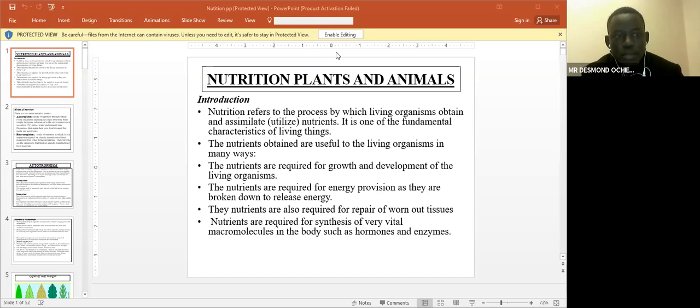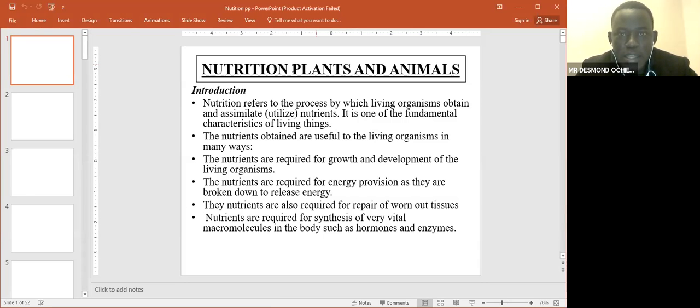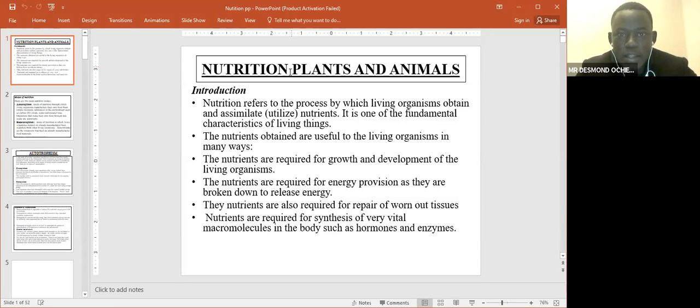So, like I promised last time, we are looking at a new topic today, and this is nutrition in plants and animals. Nutrition in plants and animals is the last topic in Form 1. This is the topic that you all looked at as your final topic in biology in Form 1.